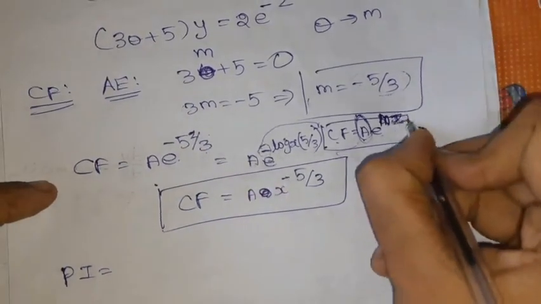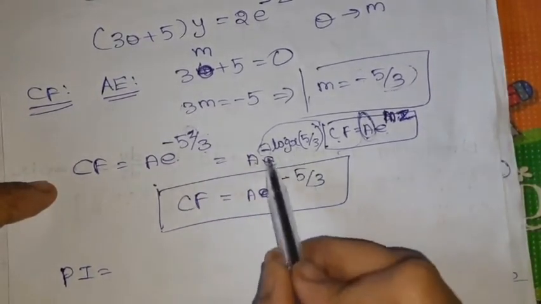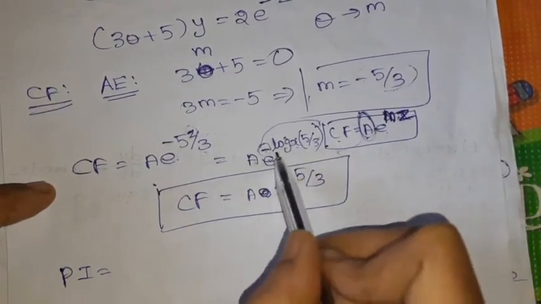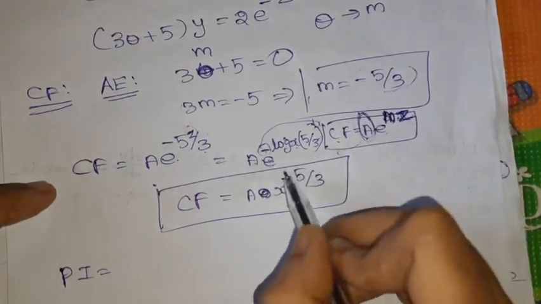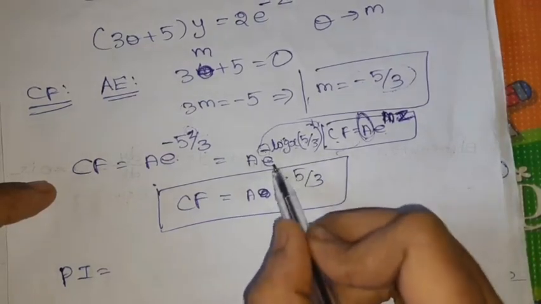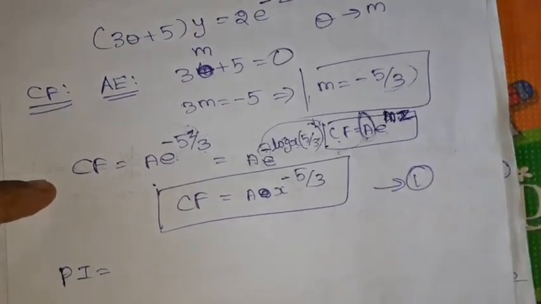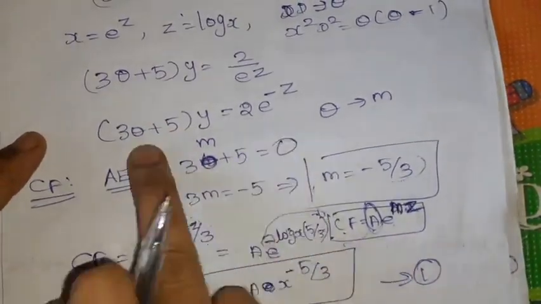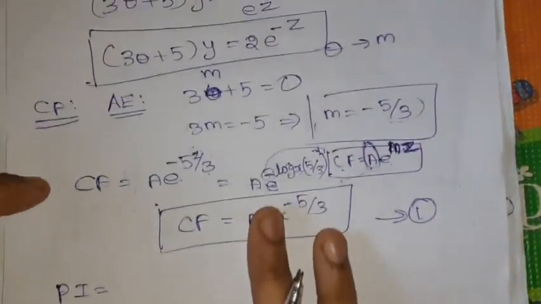Because whenever we substitute z equal to log x, the exponential and log terms get cancelled. Before getting cancelled, log x to the power 5 by 3, so that will go to log a to the power b, which we can write as 5 log a. Complementary function equals a, basic logarithmic formula guys, log a power b is b log a, in that x power minus 5 by 3.